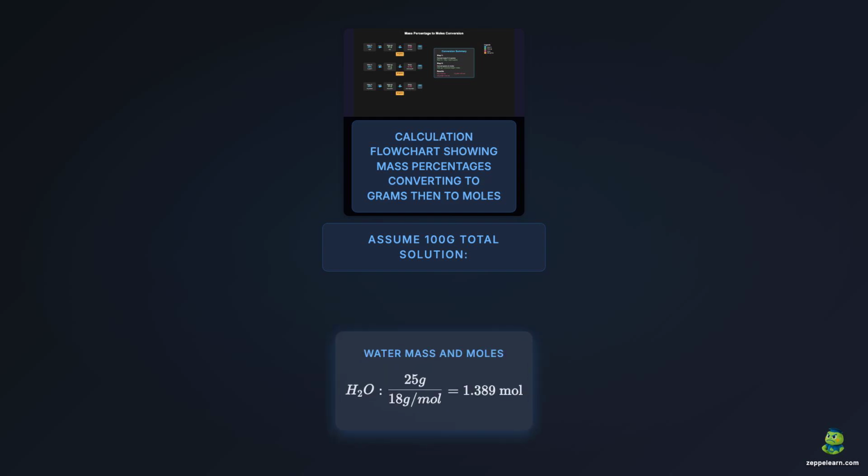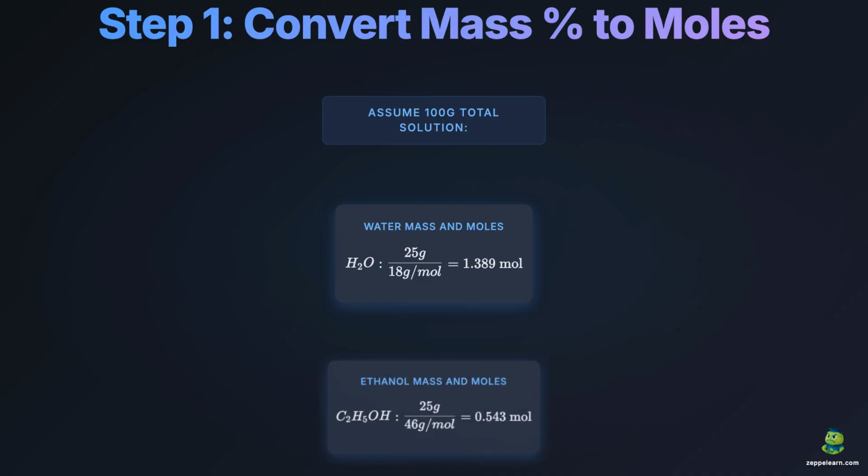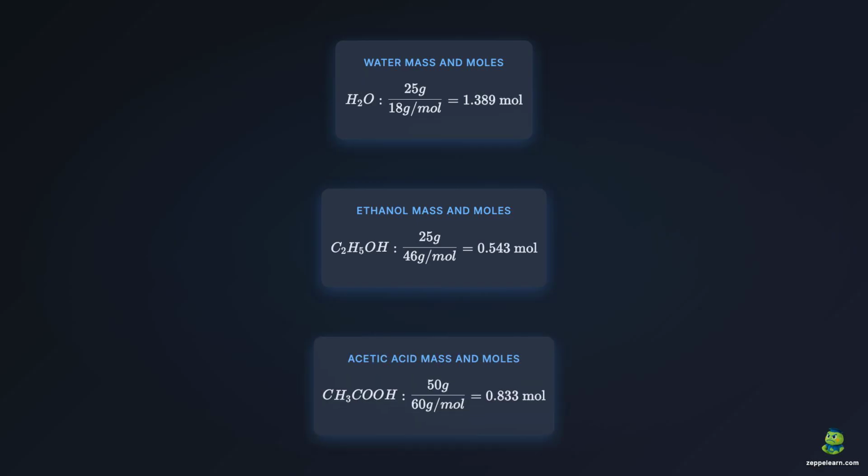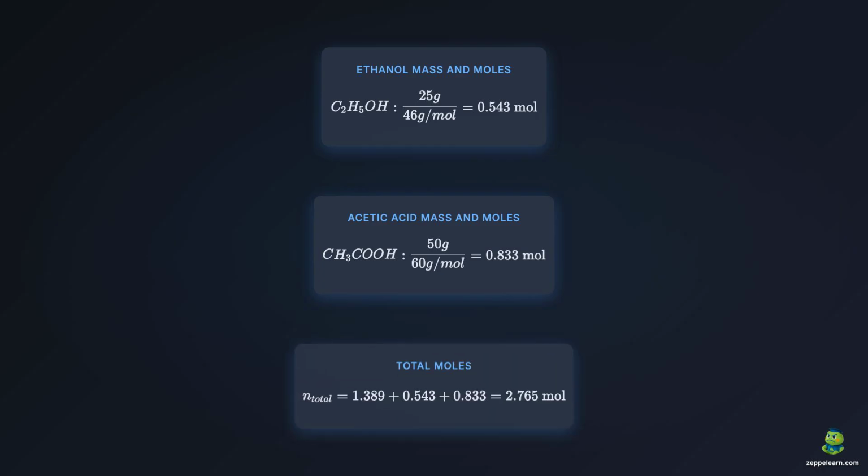Water, 25 grams divided by 18 grams per mole equals 1.389 moles. Ethanol, 25 grams divided by 46 grams per mole equals 0.543 moles. Acetic acid, 50 grams divided by 60 grams per mole equals 0.833 moles. Total moles equals 1.389 plus 0.543 plus 0.833 equals 2.765 moles.